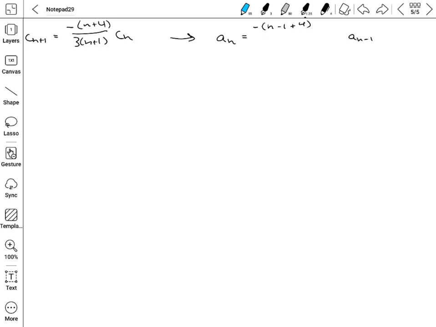oops. I cannot write straight today. Okay, that's not a me problem, that's a tablet problem. There. Okay. N minus 1 plus 4 over 3 times n minus 1 plus 1, a n minus 1, or minus n plus 3 over 3n, a n minus 1, when I simplify it.